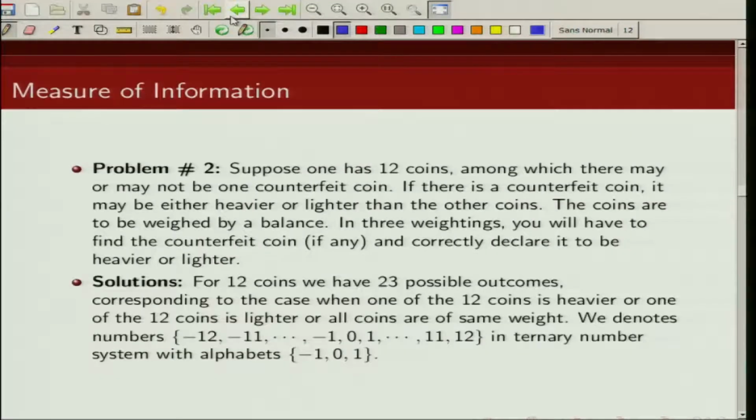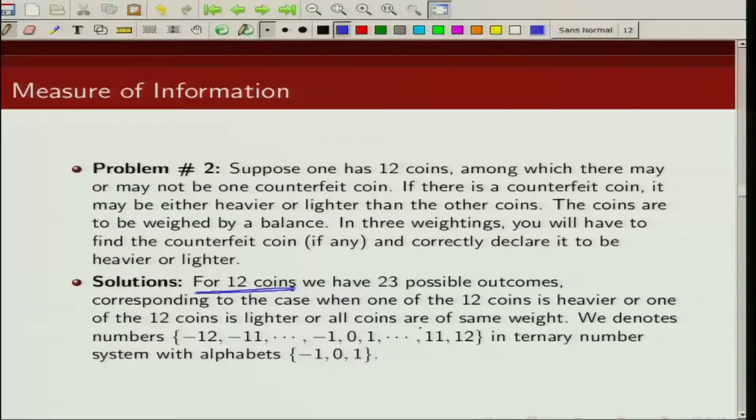So how do we solve this? So you have 12 coins and there are 23 possibilities, and we are denoting these possibilities. So this possibility corresponds to the fact that one of these coins could be heavier or one of these coins could be lighter, or all coins are of equal weight. And we are denoting by these numbers these 23 possibilities. And we are going to write these numbers using ternary alphabet, -1, 0 and 1.